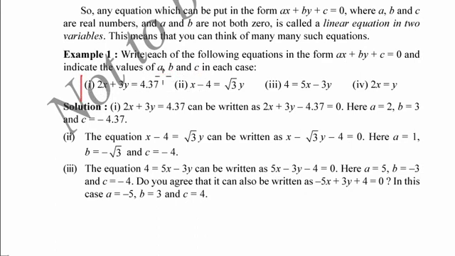Let us solve the first equation: 2x plus 3y is equal to 4.37. Now let us bring this to standard form. When we subtract 4.37 on both sides of the equation, we will get 2x plus 3y minus 4.37 is equal to 0. Here the coefficients are 2, 3 and minus 4.37. The value of a is 2, the value of b is 3 and the value of c is minus 4.37.